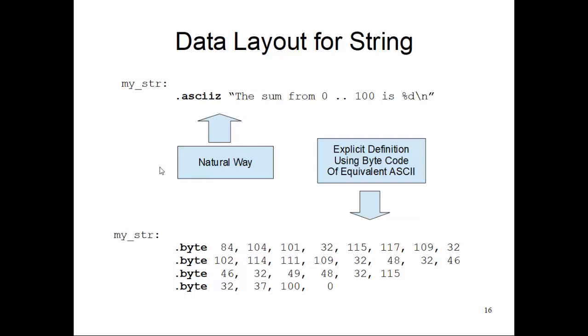So an alternate way of defining my string is to practically encode all the ASCII codes. If you look at the cross reference to the ASCII code table, you will see T is 84, H is 104, E is 101, space is 32, small s is 115, and so on. So here what the .byte directive means is: place these bytes starting from the memory labeled my string: 84, then 104, 101, 32, etc.